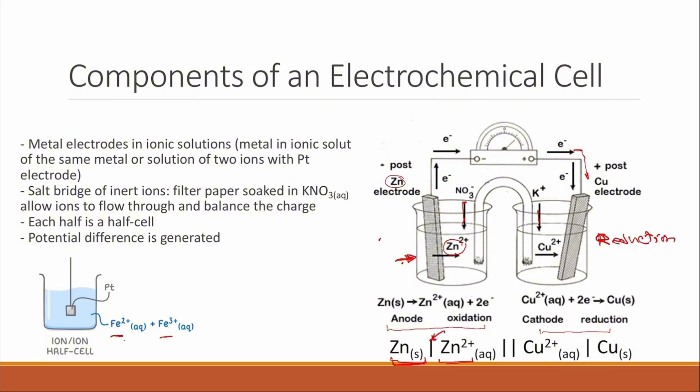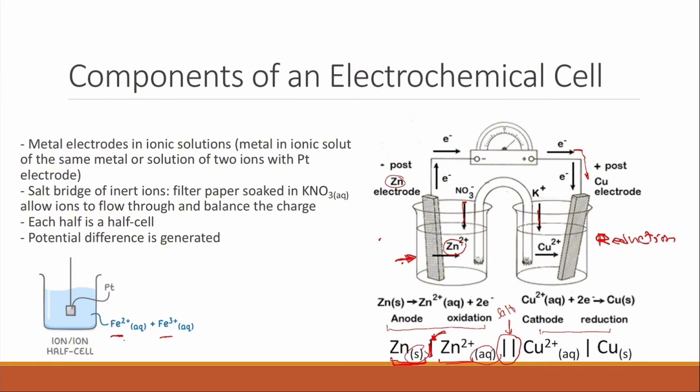And then we have this vertical line, a small line that refers to the phase boundary, because the zinc here is a solid and the zinc ion is aqueous. So these two are in different phases, and you have to show that by adding this small vertical line. And then we have these two vertical lines between the two half cells, and these represent the salt bridge.